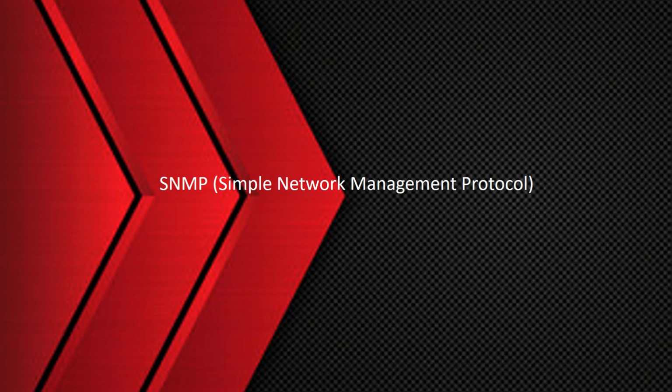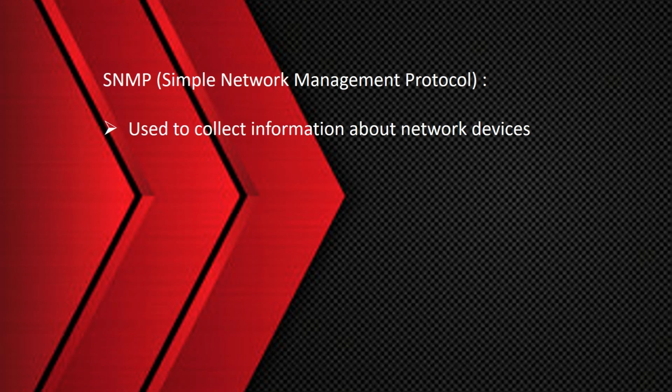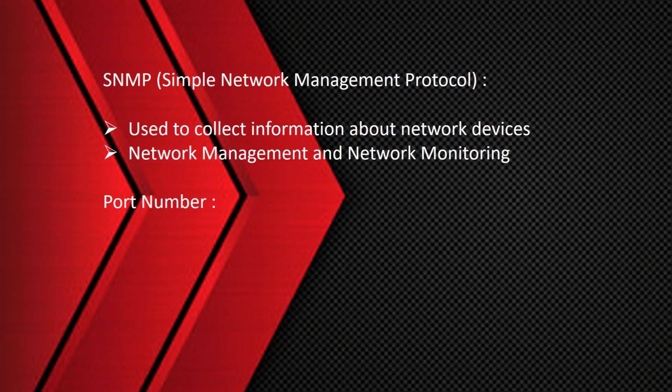SNMP, Simple Network Management Protocol. Very common in today's networks. It's used to collect information about network devices, and it's used for network management and network monitoring. That's basically all it does. Once you configure it, you'll send pretty much just information about the devices, not necessarily end users, but devices. SNMP uses UDP port 161 and UDP port 162.